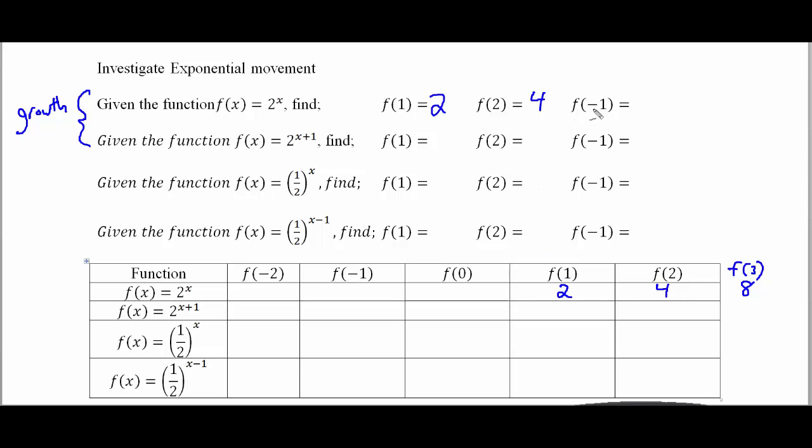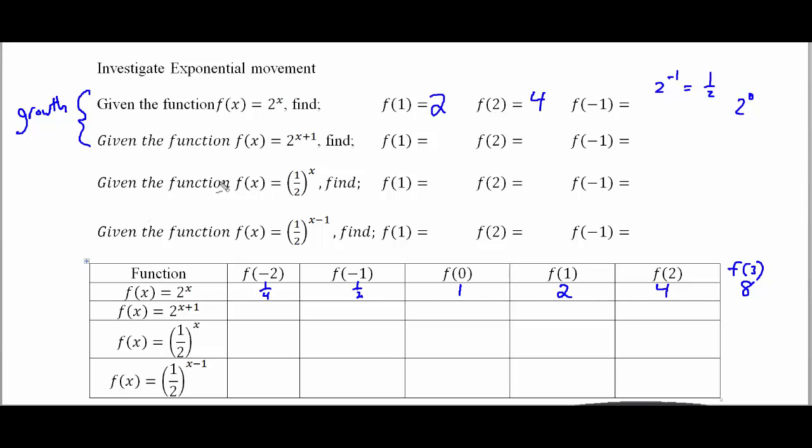Now, if I plug f of negative 1, or 2 to the negative 1 power, which would look like this, it could be rewritten as 1/2. So there's my 1/2, and if I plug this into the calculator, it would be 1/4, or 0.25. Now, f of 0, or 2 to the 0 power, is going to be 1. In fact, one of the rules about exponents is anything raised to the 0 power is 1, and we had that back in an earlier unit.